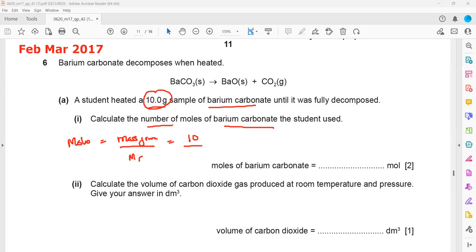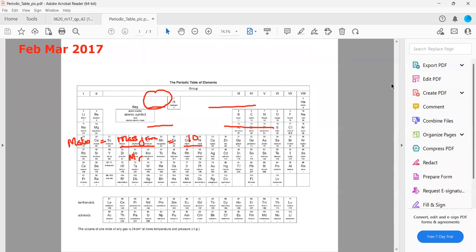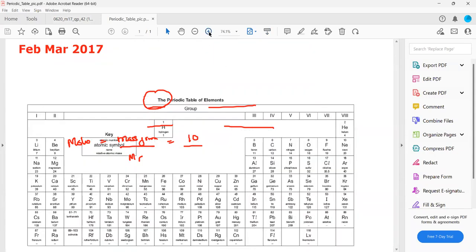For molar mass, we have to use a periodic table. Oxygen is 16 times 3, carbon is 12, and barium we also have to use, because it's barium carbonate. So that's 197. And whenever you are using a formula, you always use it for one mole. Students sometimes check the equation, but you have to use only one mole in a molar mass. Molar mass means the mass of one mole.